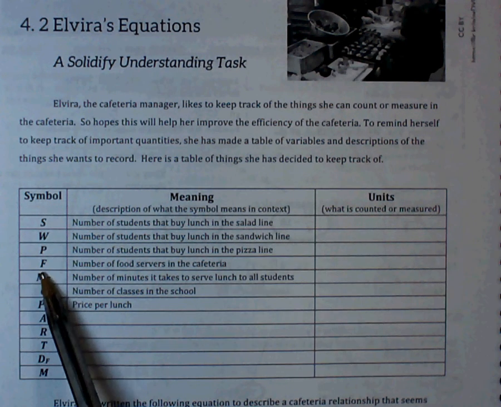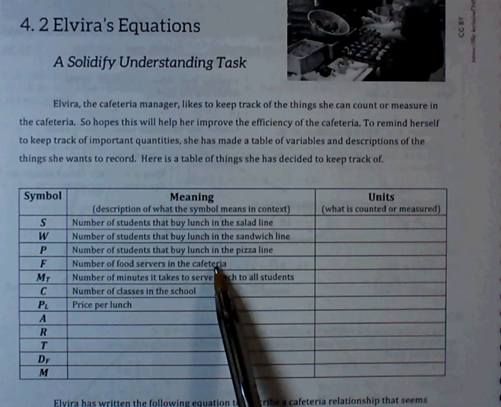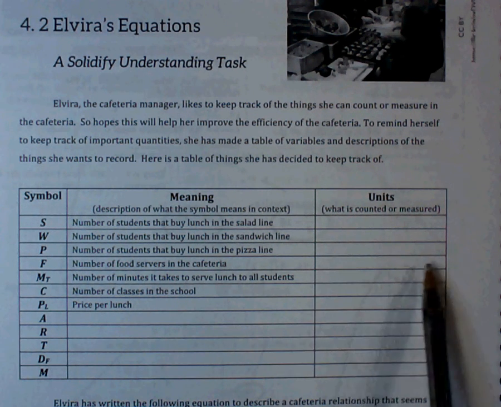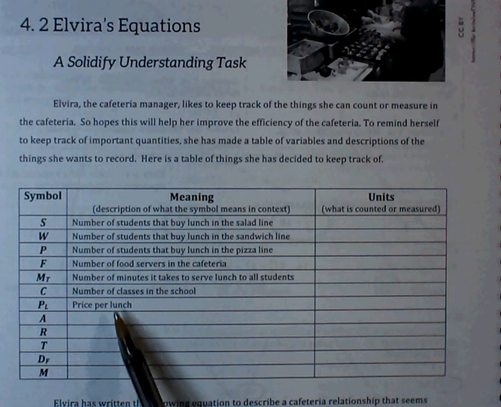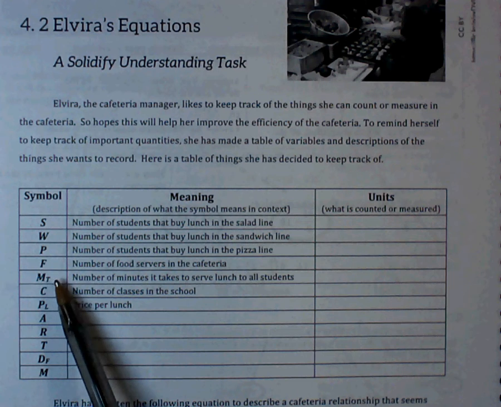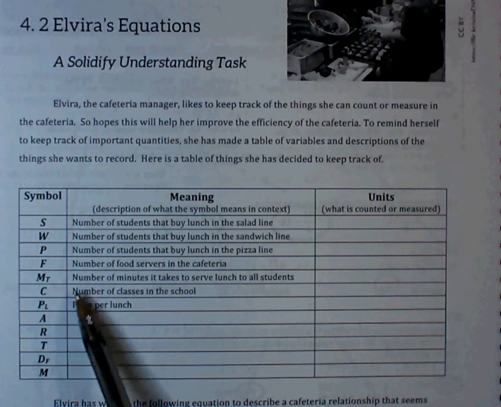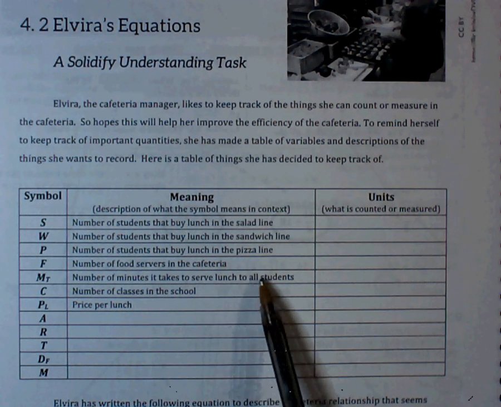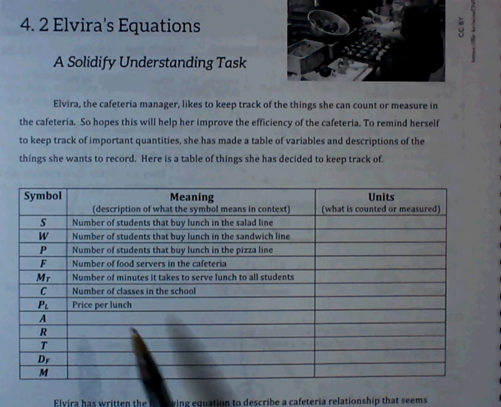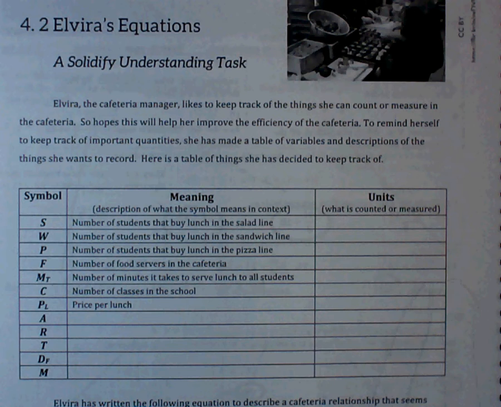Okay, F is going to stand for food servers, number of food servers in the cafeteria. Think about what's the units right there. Okay, M sub T. So there's going to be more than one M here. This is M sub T, the number of minutes it takes to serve lunch to all students. What are the units there? What's being counted or measured?